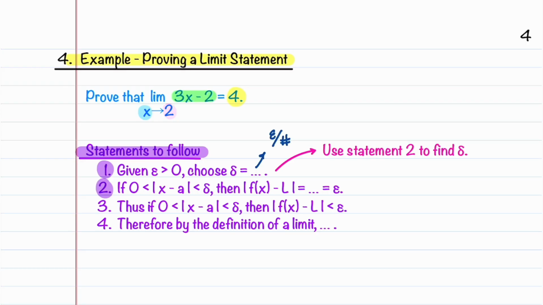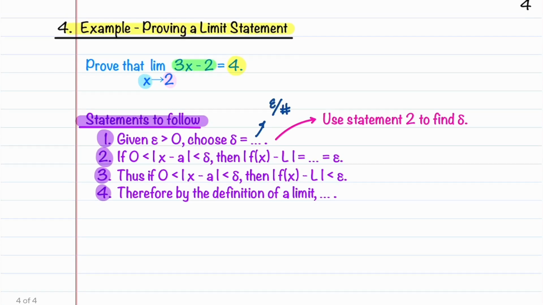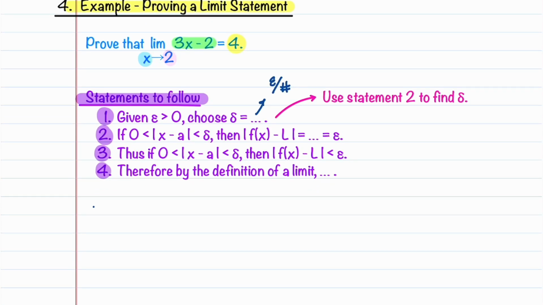What actually happens in practice is you start with statement 2 and you find delta. Then you go back and write statement 1, statement 2, and then statement 3 and 4. Let's go through our example so you can see exactly how this works. I am going to start with statement 2, and if we look up here at statement 2, we are going to plug in a, f of x, and L, and our goal is to find delta.